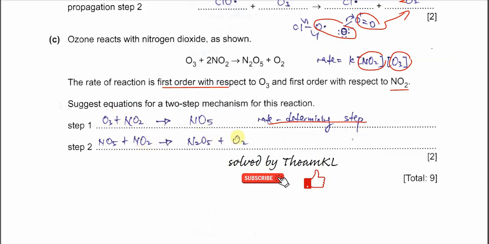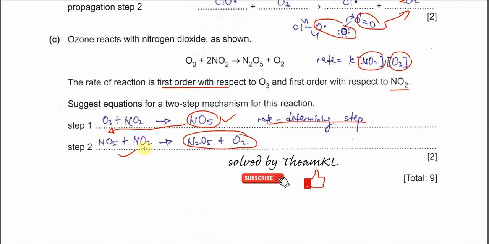After that, you need to do the second step. You put this one first. You put the N2O5 plus O2 on the product side of step 2. Then you continue with this part and this part. O3 with NO2, you just combine them, it will form NO5. NO5 is an intermediate. You bring it to the second step, the reactant side, and this one will react with the NO2.